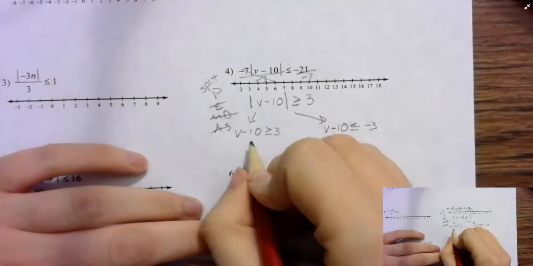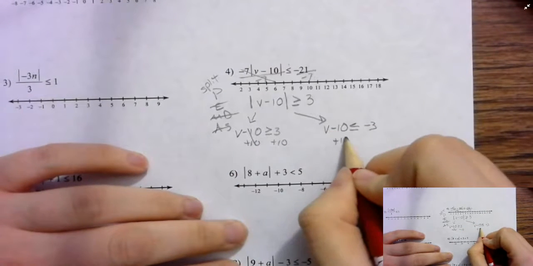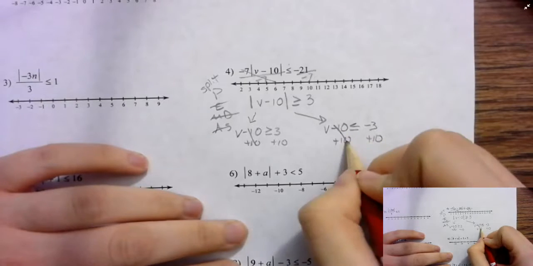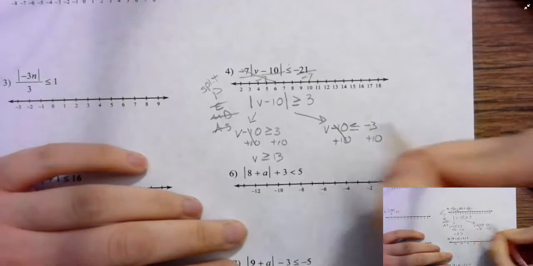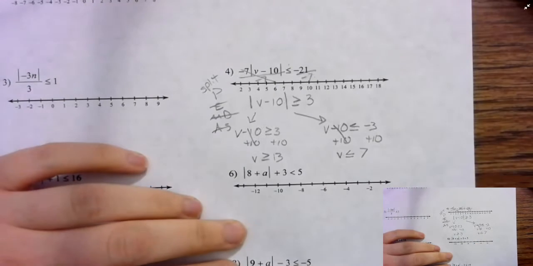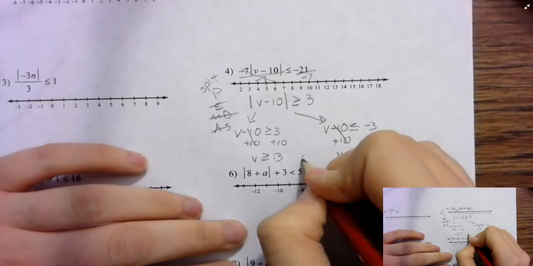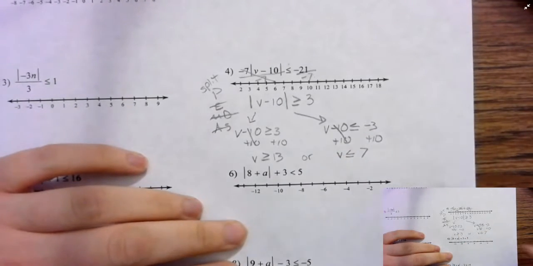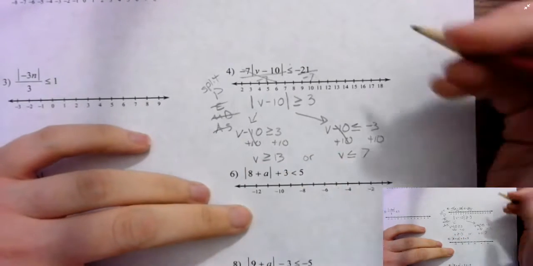So our last step is going to be to add 10 to both sides. So I have v is greater than or equal to 13, and v is less than or equal to 7. And there's my solutions. Okay, and that's an OR solution because as you'll see, they're not going to overlap. So v is greater than or equal to 13.